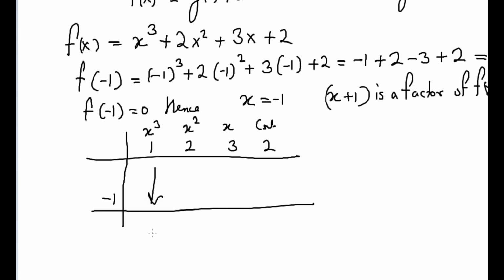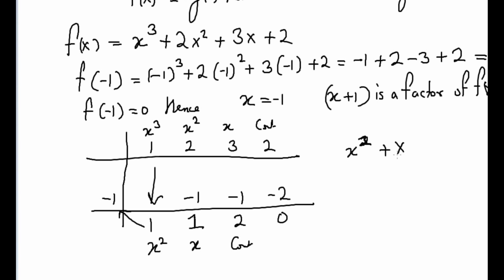First the 1 comes down, then it gets multiplied with negative 1, so you get negative 1. You add 2 and negative 1, you get 1. 1 again multiplied with negative 1 gives negative 1. 3 minus 1 is 2. 2 times negative 1 is negative 2, so you get 0. Now reduce the powers of x, and this is what we get: x square plus x plus 2.